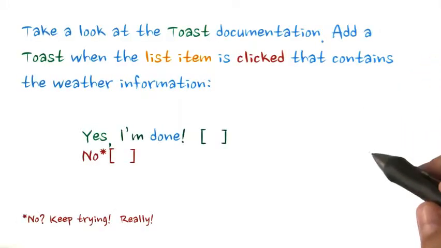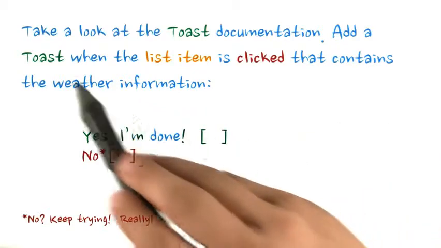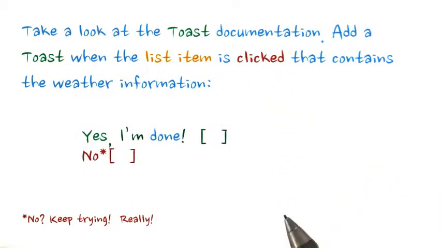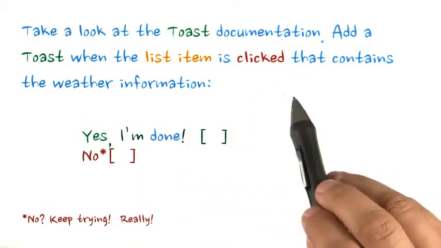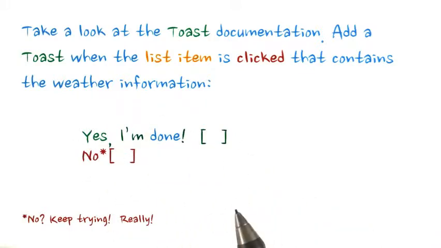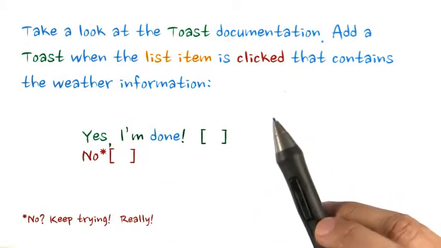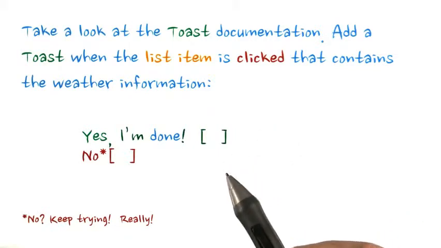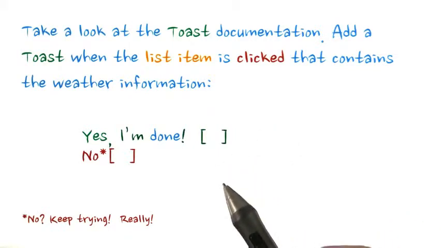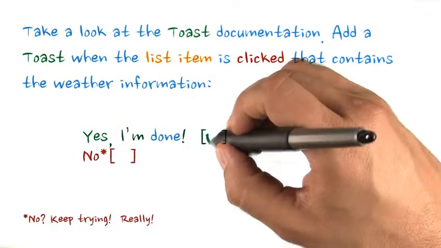So now that you know where to place the toast code, take a look at the toast documentation. Add a toast when the list item is clicked that contains the weather information. Hint: you can get the forecast by getting an item from the forecast adapter at the position given by the onItemClickListener. Done already?